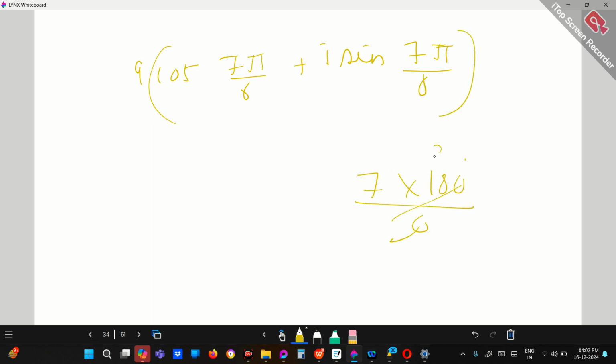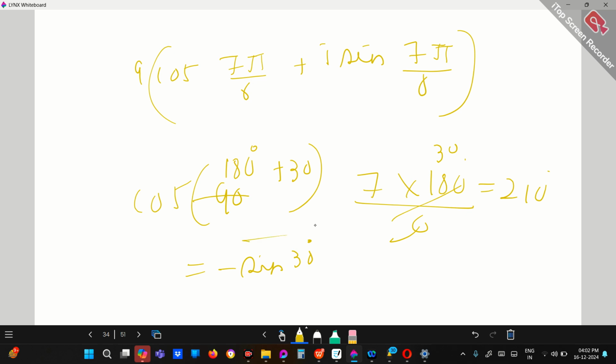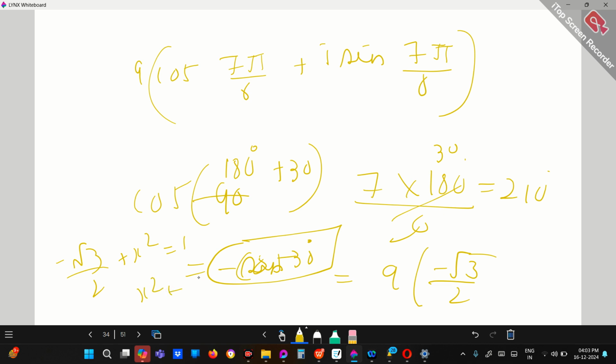7 into 180 degrees by 6. Minus 3 by 2, minus 3 by 2 plus 6 square. x square is equal to plus or minus i by 2. Okay, I hope you understood this problem.